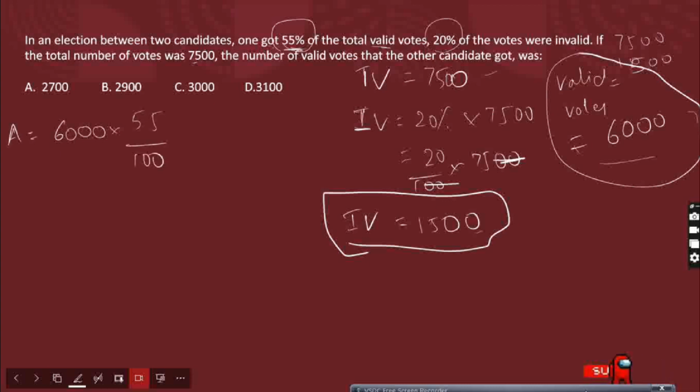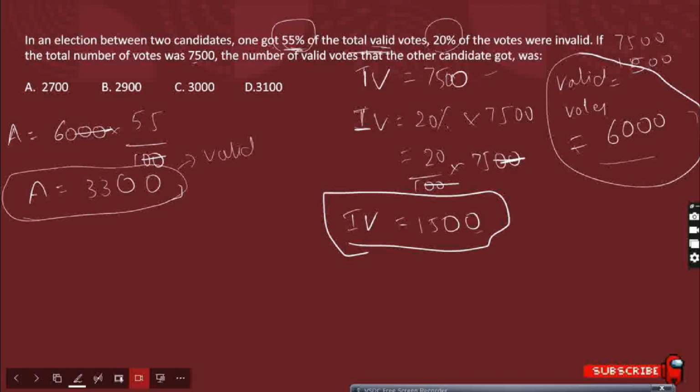Let the candidate be A. A got 55% of the total valid votes. Now if we calculate A's valid votes, we can get 3,300 votes are the valid votes for A, right? Now from this, they are asking to calculate the other candidate's votes. So let the other candidate be B, and they are asking to find B's valid votes.